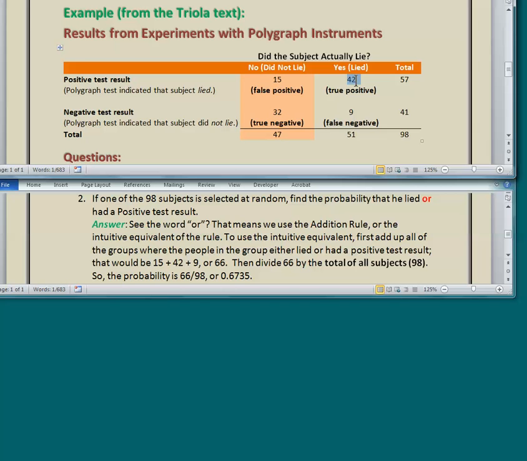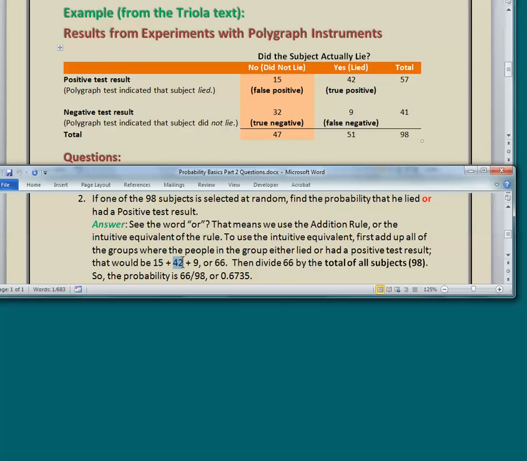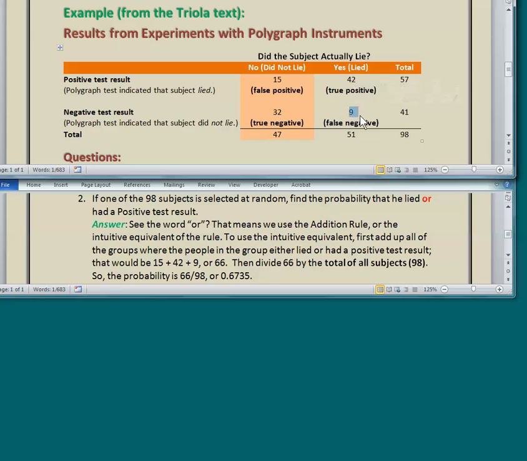What about these 42? Did they lie or have a positive test result? Well, everything in this column is people who lied. So yes, they are included. So we've added this 42 in here. We're going to count them. What about these 9? Did they lie or have a positive test result? Well, they had a negative test result, but they did lie. So we're going to include them.